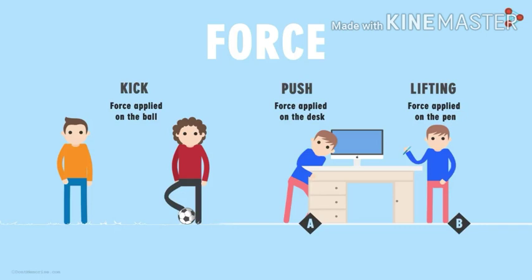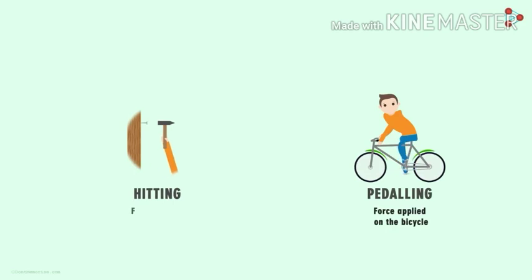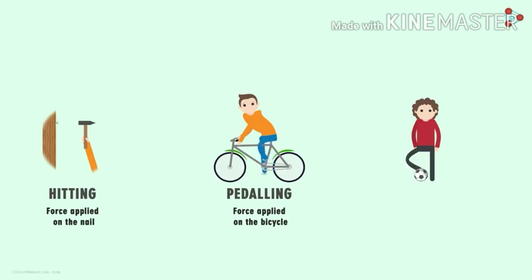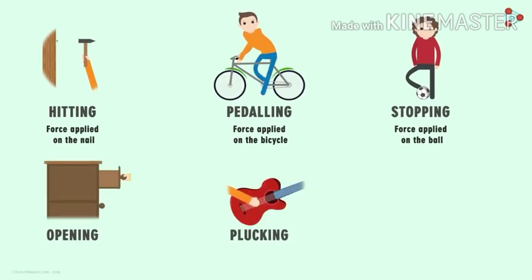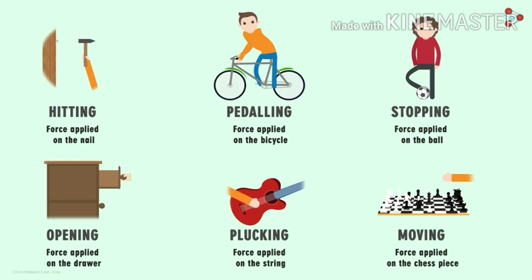There are many such actions that we can perform. We have already seen a few of these. Some more of them are given below. While riding a bicycle, we pedal it continuously to keep it in motion. Here, pedaling is the force that we apply on a bicycle. Hitting a hammer on a nail is also a force applied on the nail. What about stopping a moving ball? Yes, even stopping the ball means we are applying a force on it. We applied some force to stop the ball. Opening a drawer, plucking the string of a guitar, moving a piece on a chessboard are some of the other actions performed on objects. So performing these actions on objects is nothing but applying force on them.